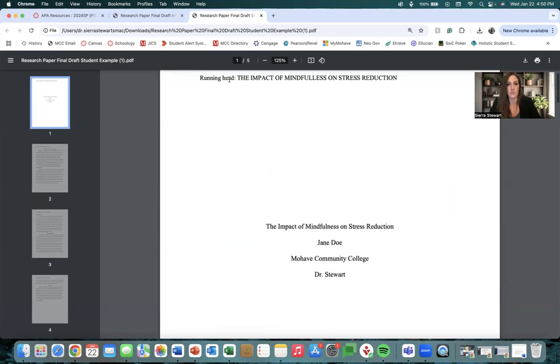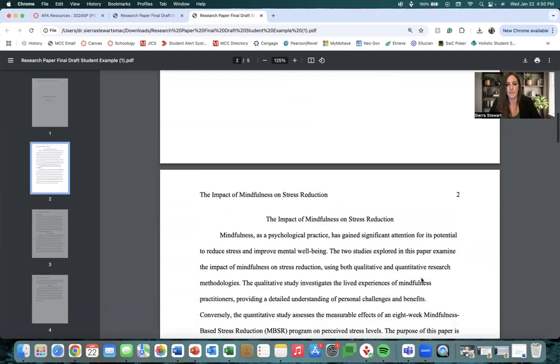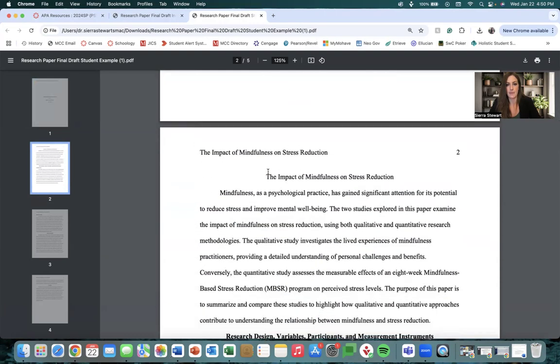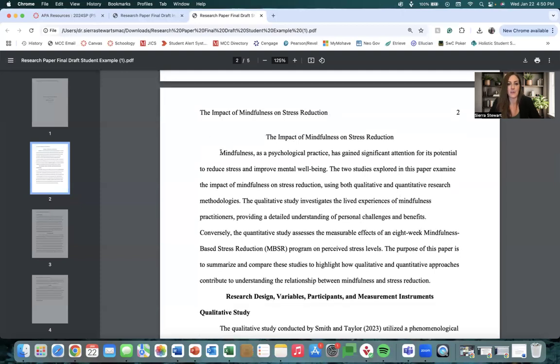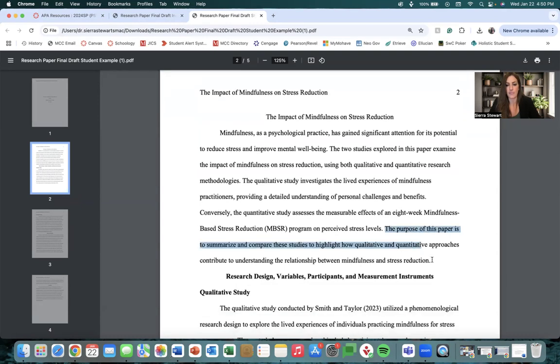So you can put the running head, the impact of mindfulness on stress reduction. This is what our title is. Your name would go here. You go down. It's up here again. You list it one more time. And then you start in with your introduction. So you identify what mindfulness is. You're talking about qualitative and quantitative studies. And then you have your nice thesis sentence right here.